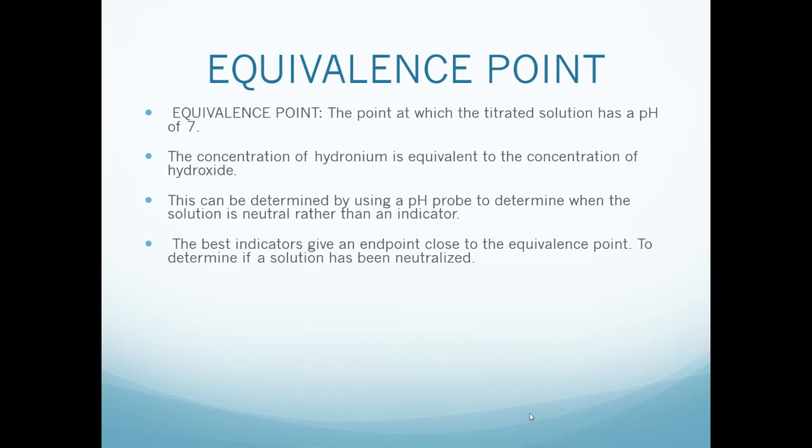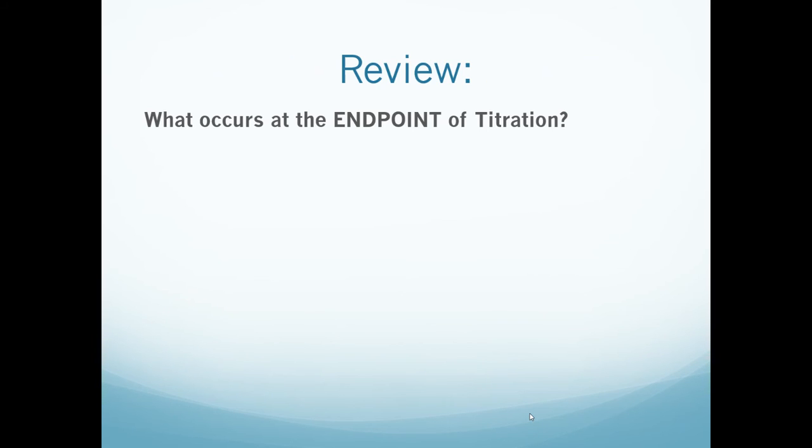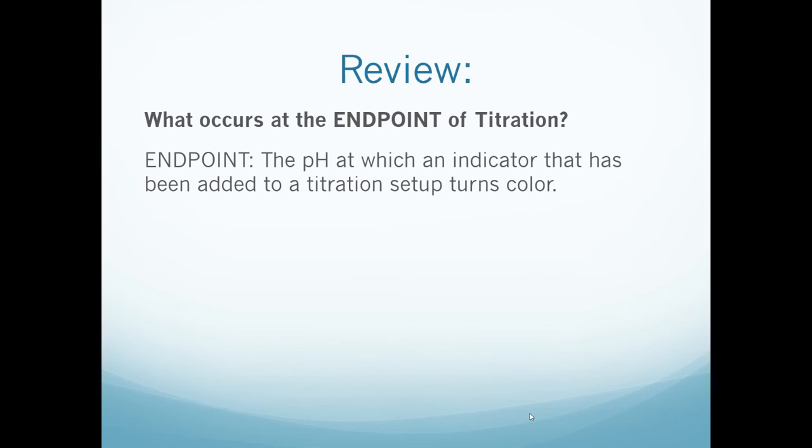The best indicators give the endpoint that's closest to the equivalence point. That's how you choose it. Phenolphthalein for our purposes would be the best, and it's the most commonly used. Thymol blue does a nice job as well. So again, what occurs at the endpoint of a titration? The endpoint is the pH at which the indicator that has been added to the titration setup turns color.